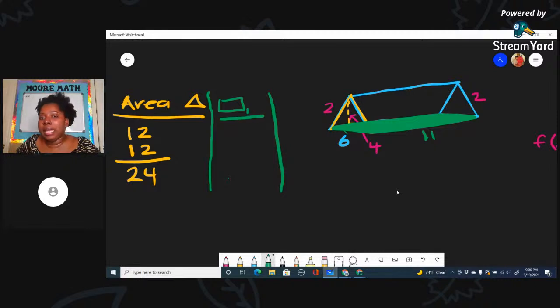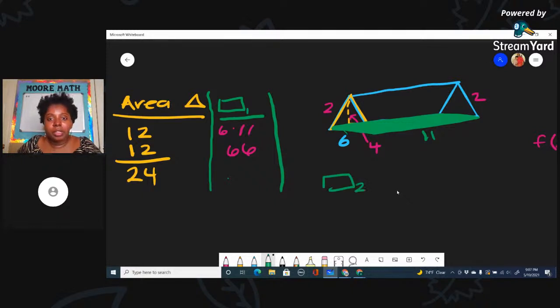So what's my length and my width here? 11 and 6. Yep, there you go. Okay, so we have 6 and 11, and 6 times 11 is 66. Awesome.